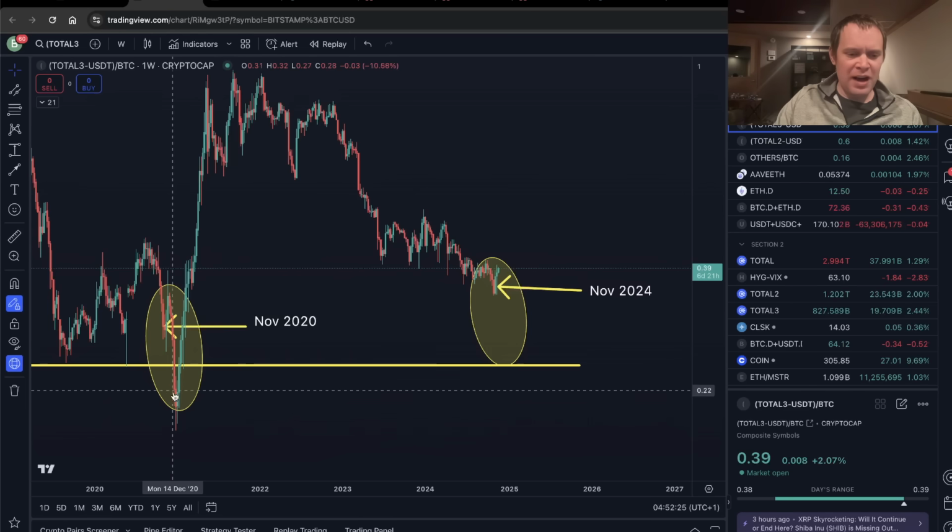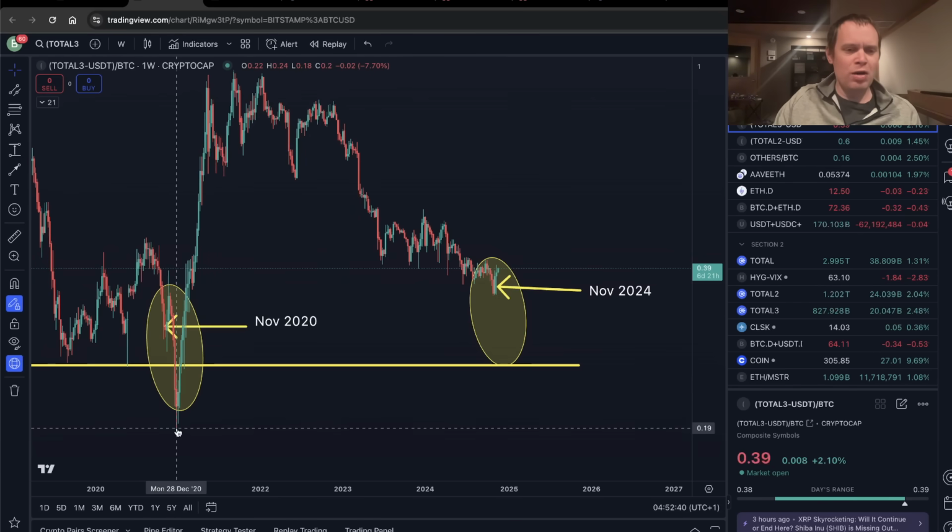Was that final drop by alt Bitcoin pairs, because it seemed like they already had bottomed, right? It seemed like alt season should already be occurring and that alts should be durably outperforming Bitcoin. But then they got one final drop against Bitcoin. This is not against the US dollar, right? This is against Bitcoin. They got one final drop against Bitcoin when everyone was not expecting it.